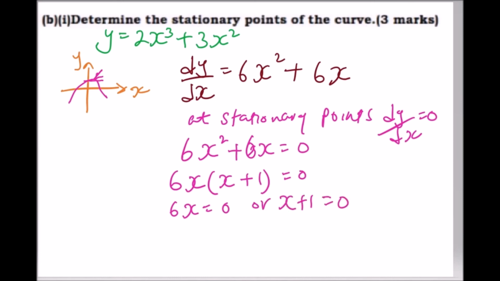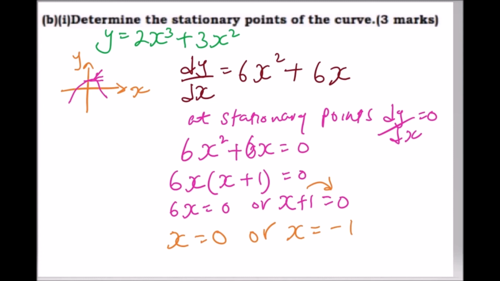And with that, we can now divide both sides by 6. 0 divided by 6 is 0, so our x is equal to 0. Or in this case, we take 1 to the other side, and it becomes negative once it crosses the equal sign, and therefore x is equal to minus 1. So these are the stationary points.